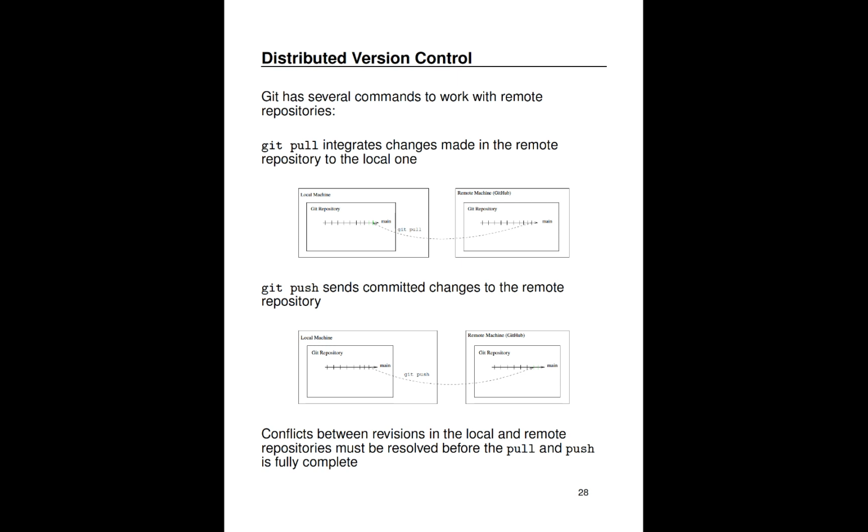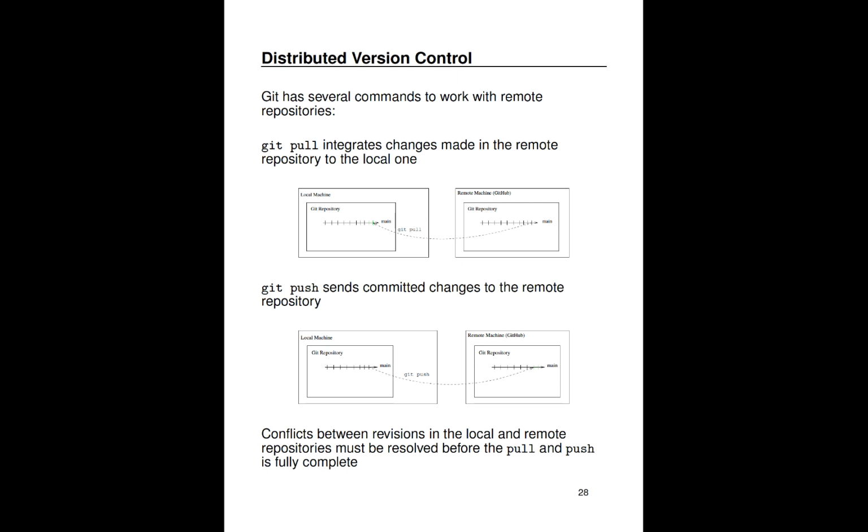So git pull, what it does is it integrates changes made in the remote repository into the local one. It's a lot like a git merge, but it's working with a different repository as opposed to a different branch in your current repository. So let's say your repository is currently working on the main branch, and so what a git pull will do is it'll go consult the remote repository and say, hey, have there been any changes since the last time I pulled in changes? And if the answer is yes, it'll go pull those changes down and add new revisions to your local repository. So you'll get those changes along with their commit history.